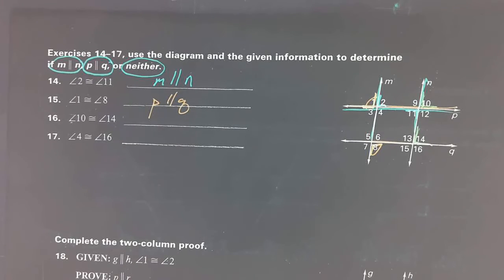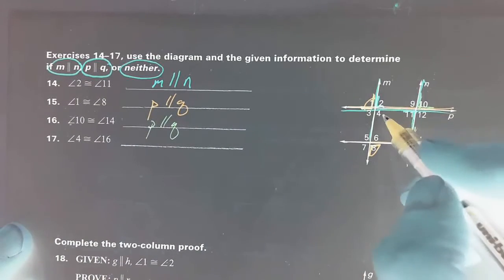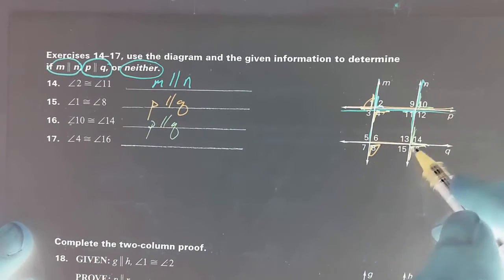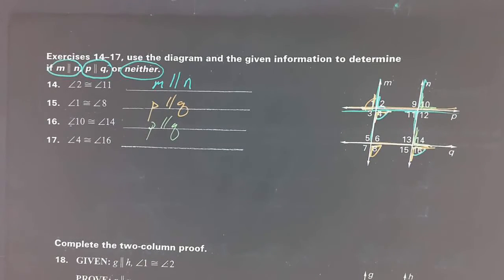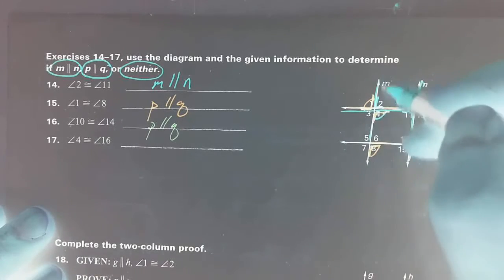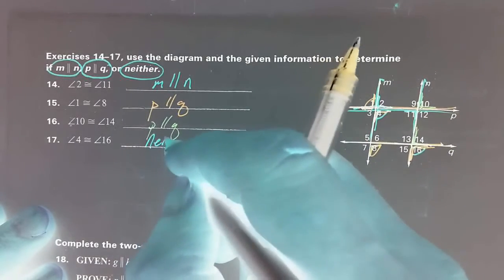N is the transversal cutting through which 2 lines? P has to be parallel to Q again. And then 4 and 16. 4 and 16 are what kind? They're really not parallel. What would be the transversal that makes both angle 4 and angle 16? There isn't one. To make angle 4, you need this line and this line. To make angle 16, you need this line and this line. Got to be a neither.